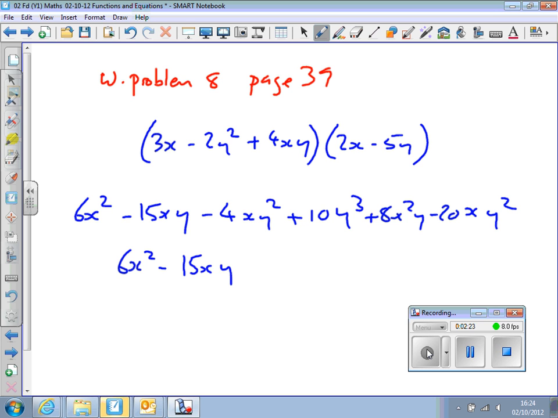Xy squared. Yes, I've got that. So minus 4xy squared minus 20xy squared gives me minus 24xy squared. And finally, I've got 10 x squared y next, which is this one. So I've got x squared y and then plus 10y cubed.